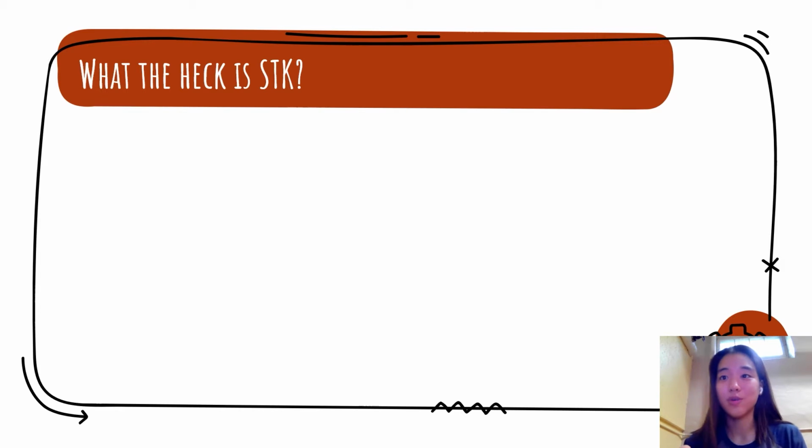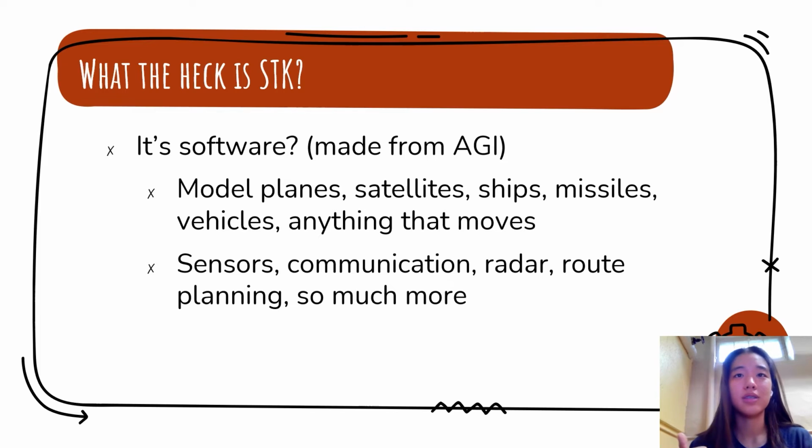So, really good questions. STK is a software which is produced by Analytical Graphics, used for modeling behaviors and motions for satellites, ships, planes, missiles, vehicles, or about anything that moves. You can model sensors too, communication mechanisms, route planning, radars, and so much more than anything you can imagine.